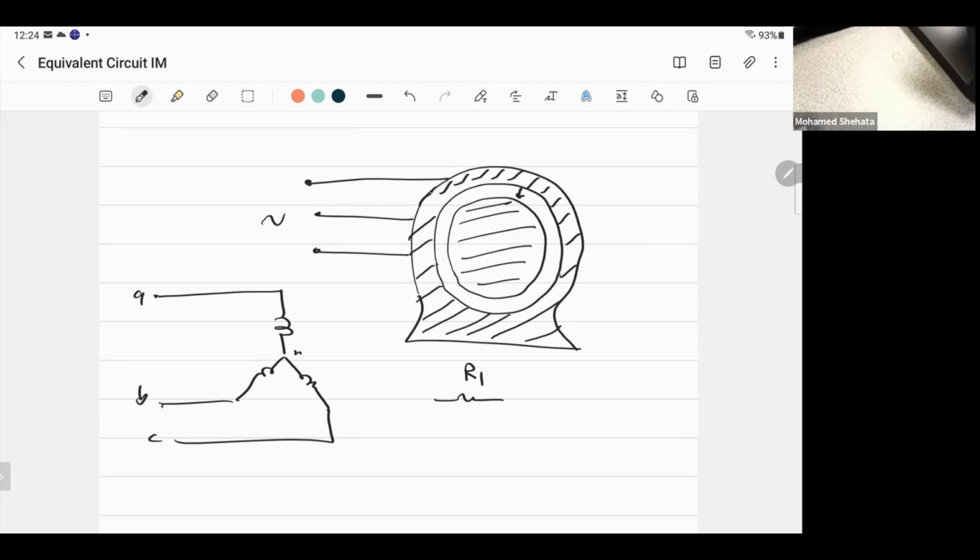And since the current will go in the coil and there will be flux linking it, you have to represent that by some inductance L. So we'll make the equivalent X1. So it has inductance.